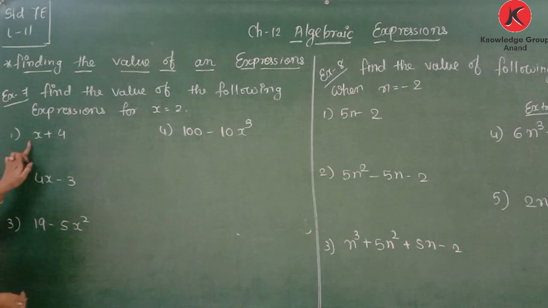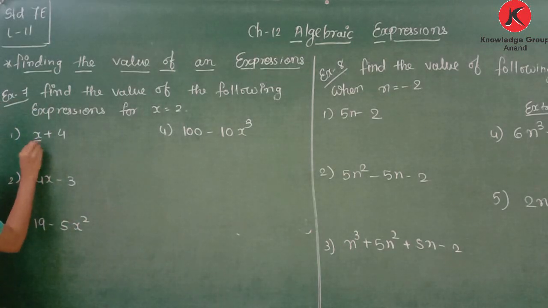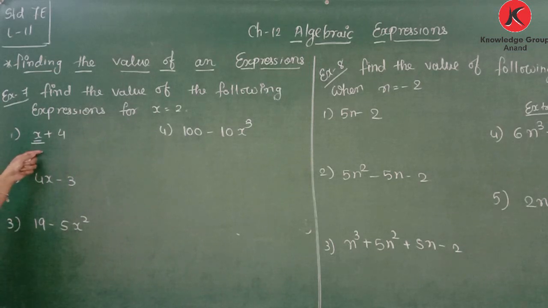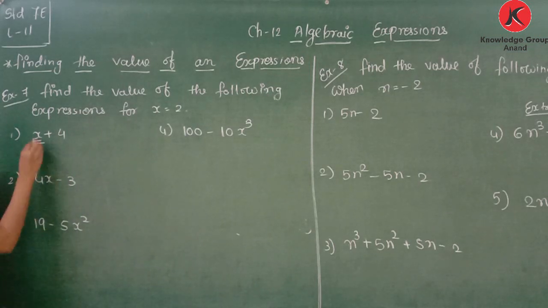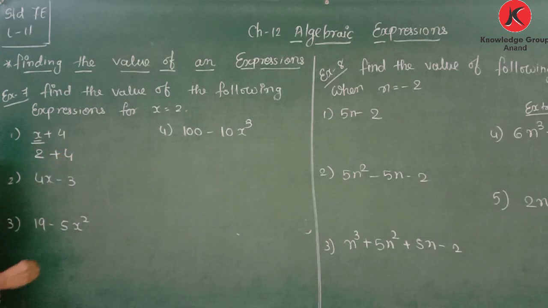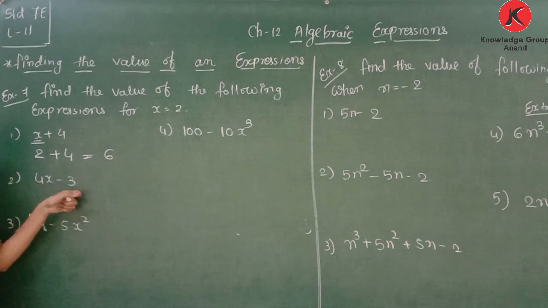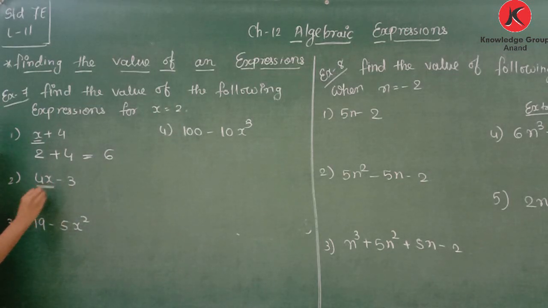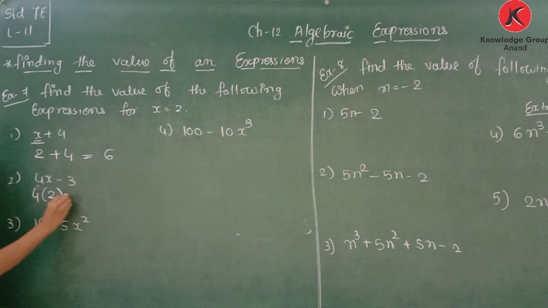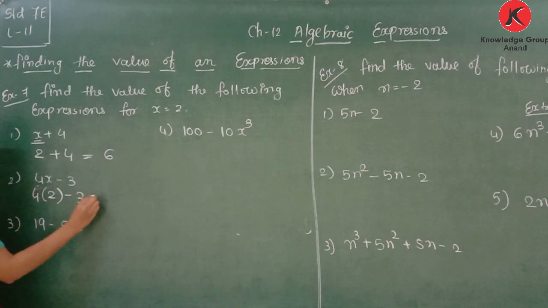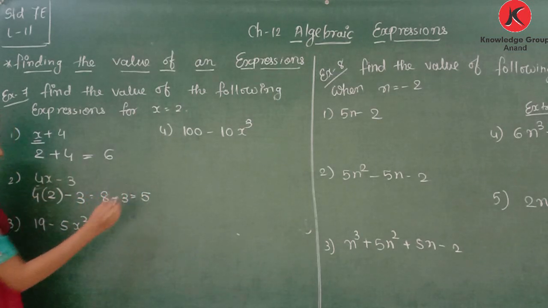Okay, so let's start with the first, x plus 4. Now here the value of x is given as 2. So in the expression we need to write the value of x, 2. So here we write 2 plus 4. 2 plus 4 is 6. Now next one, 4x minus 3. Now what is the operation between 4 and x? It is multiplication. Means you need to multiply by 2 instead of x because the value of x is given as 2. So we can write 4 times 2 minus 3. 4 twos are 8. 8 minus 3 is 5.